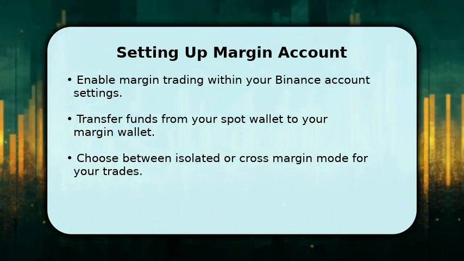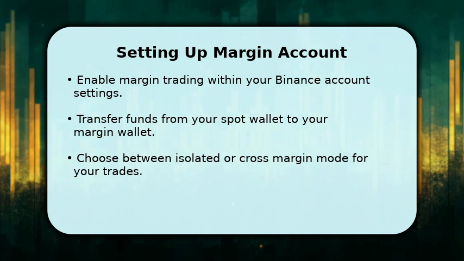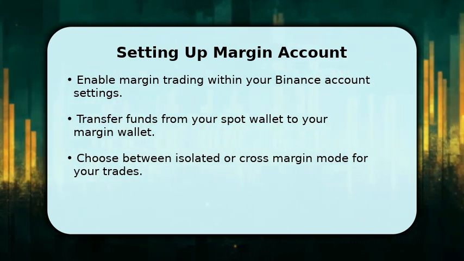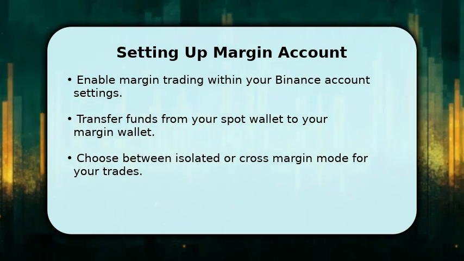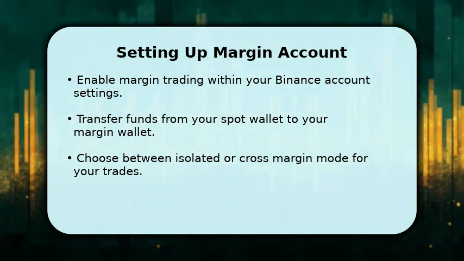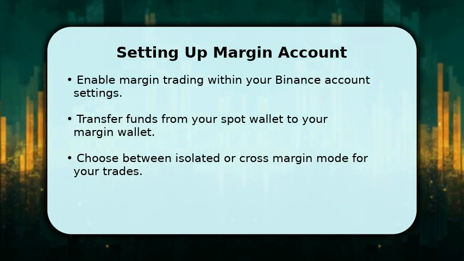First, you'll need to enable margin trading in your Binance account settings. Once activated, transfer the assets you wish to use as collateral from your spot wallet to your margin wallet. You'll then decide whether to use isolated margin, which limits risk to a single trading pair, or cross margin, which uses all assets in your margin wallet as collateral.